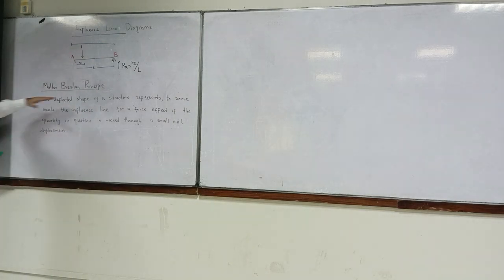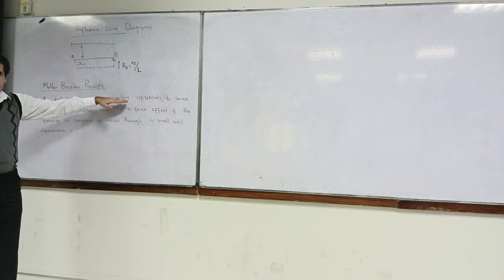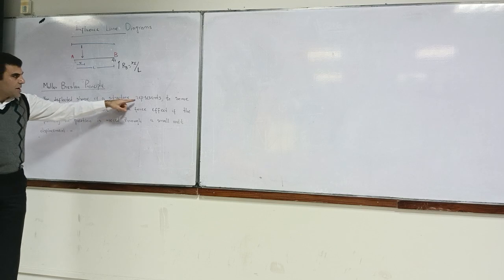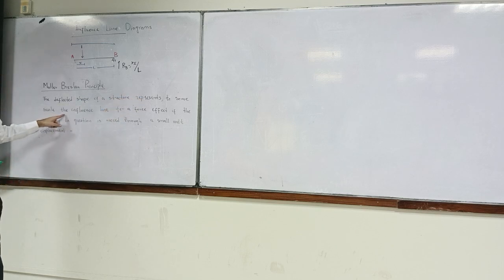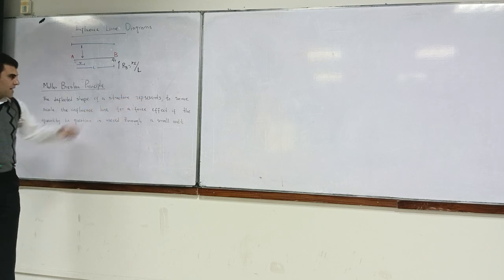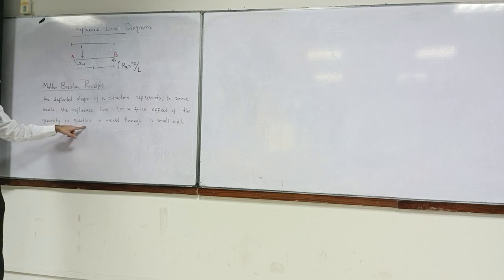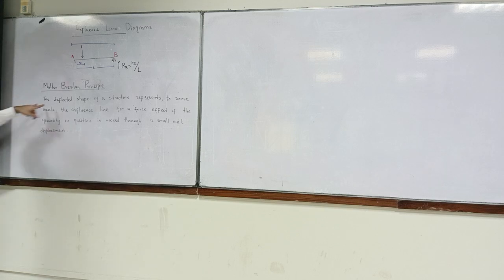The deflected shape of a structure represents, to some scale, the influence line for a force effect if the quantity in question is moved through a small unit displacement. In other words, let us break it down. I know it's a mouthful, but let's break it down.